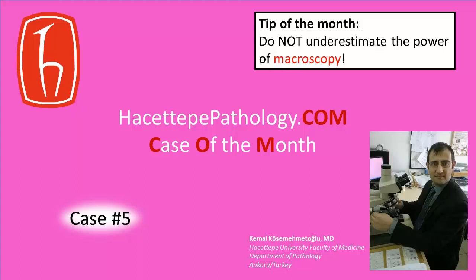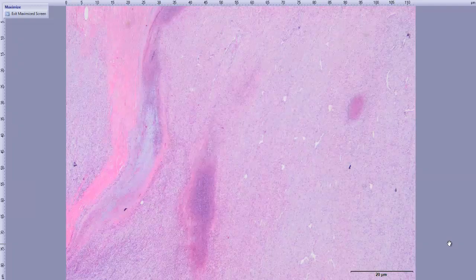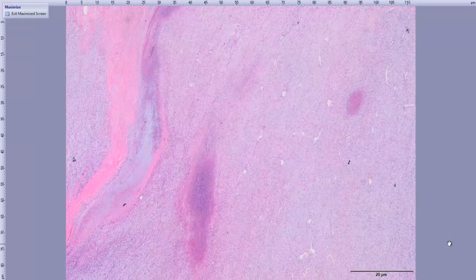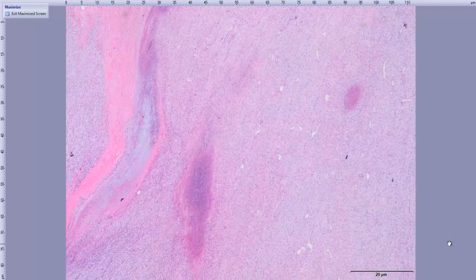It has been a little bit busy for 2 months, so after 2 months now I'm going to share another soft tissue case, and this case has some important features that we have to be careful about, both during microscopy and macroscopy.